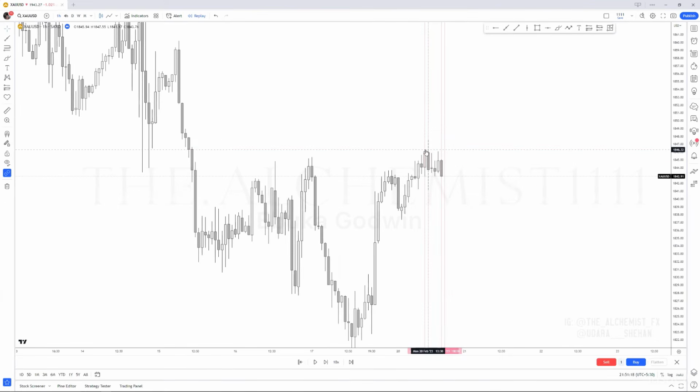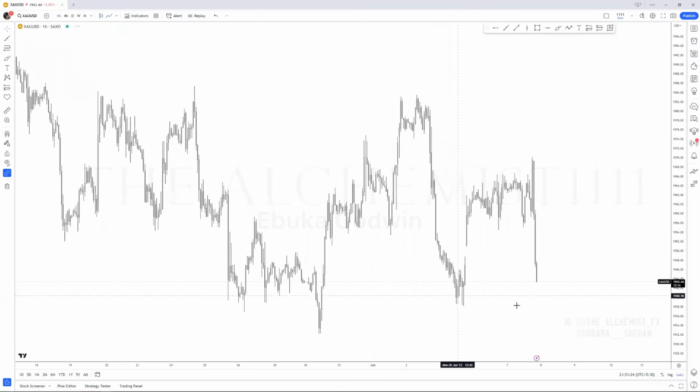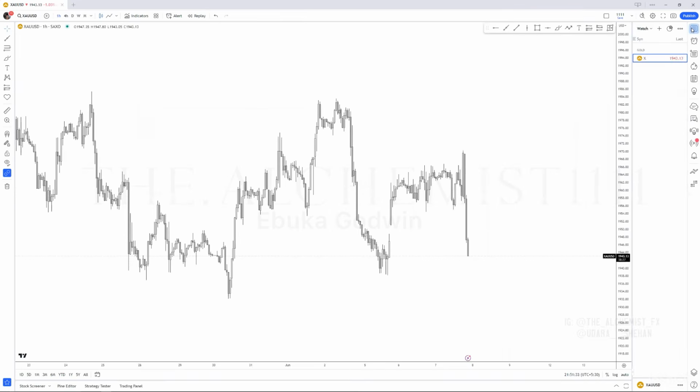London Kill Zone and London Open, New York Kill Zone and New York Open. Okay, so that is what I want you guys to do now. Just go to the daily, weekly, or monthly, and mess around and see how well trend lines work. And also it works on any pair. Not only gold, don't worry.